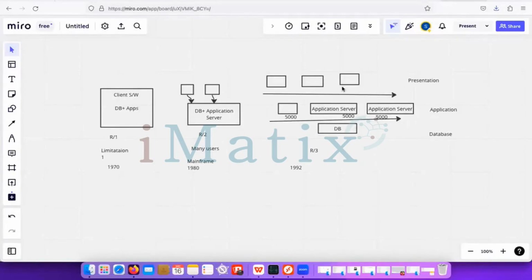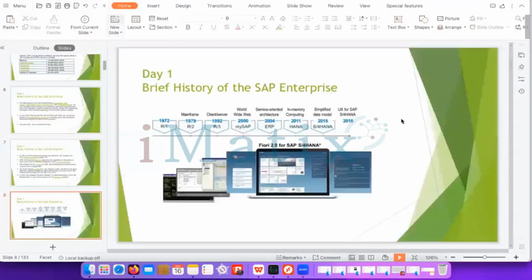In the presentation layer, we have different kinds of software through which we can connect to the SAP system. So we got R1 architecture in 1979, and in 1992 we got R3 architecture. Then we got ERP, HANA and all this. In this way, SAP has grown, and now SAP is a very big enterprise, with around 425,000 customers across 180 countries.